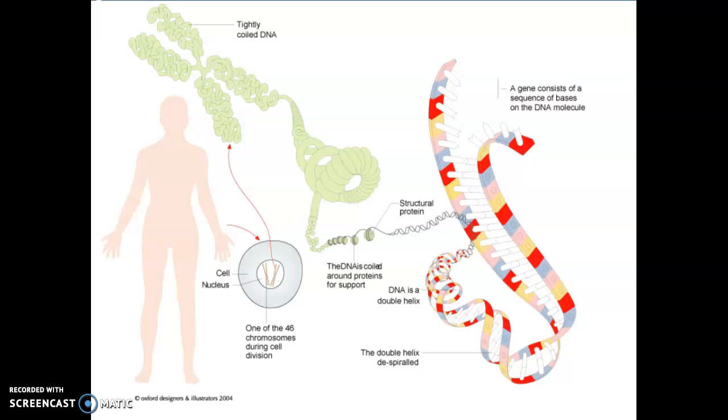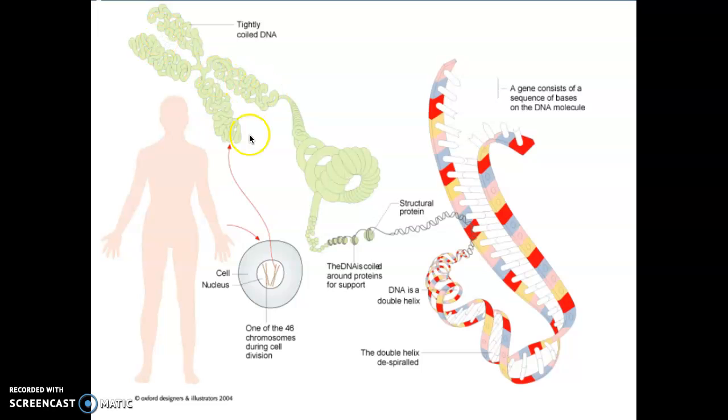All right, so by now you realize that our genes are in our chromosomes that are inside of the nucleus of our cells, okay? Humans have 46 chromosomes. Other organisms have different amounts, okay?